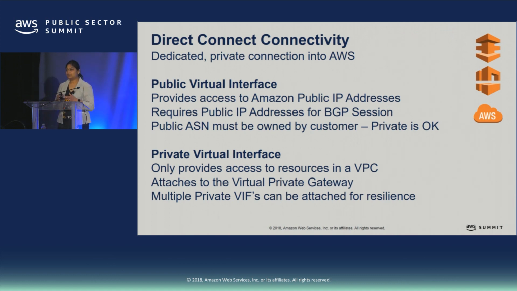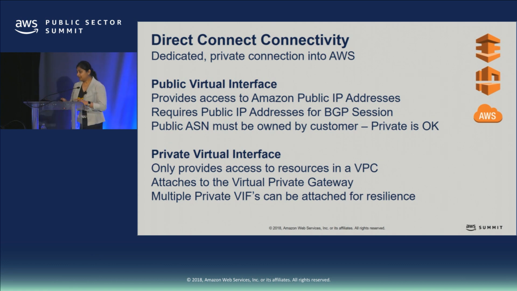Direct Connect gives you an ability to create public virtual interfaces as well as private virtual interfaces on a single Direct Connect connection. Public virtual interfaces, as the name indicates, let you connect to the public side of the AWS network. So every service that has a public endpoint, like S3, DynamoDB, RDS, think of any service with a public endpoint, that's reachable over this public virtual interface. A private virtual interface, as the name again indicates, lets you connect to the private resources sitting in the VPC.